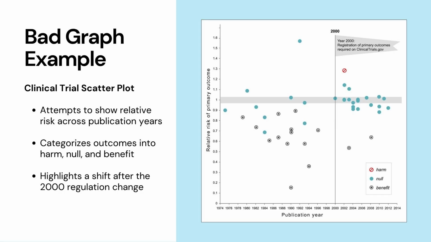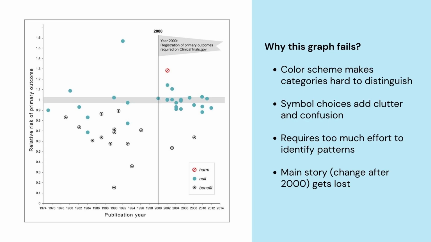And for the bad graph example, this is a scatter plot of clinical trial results across publication years. This graph shows how relative risk changed over time. It also tries to categorize outcomes into harm, null, and benefit, and highlight a shift that happened after the 2000 regulation change. This graph fails mainly because of its visual encoding.